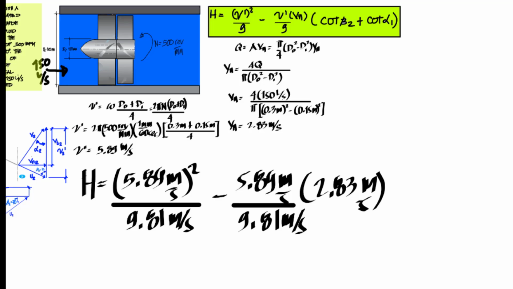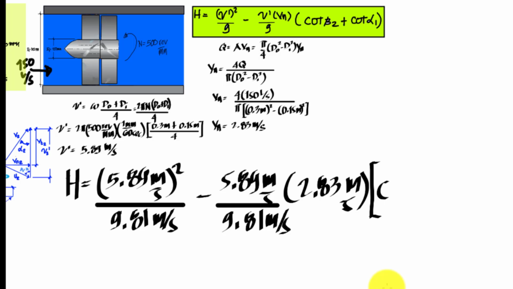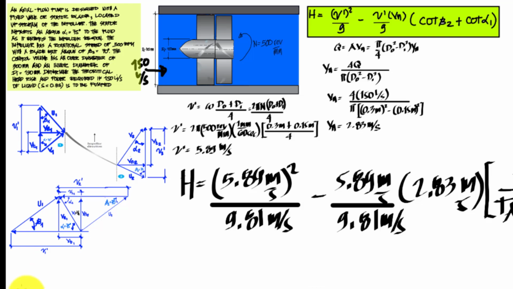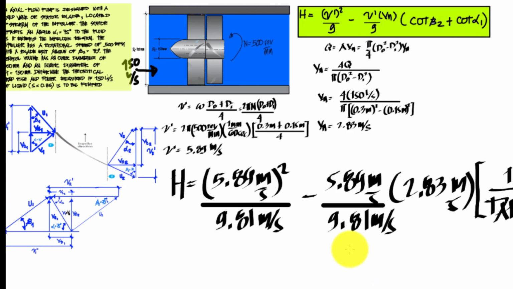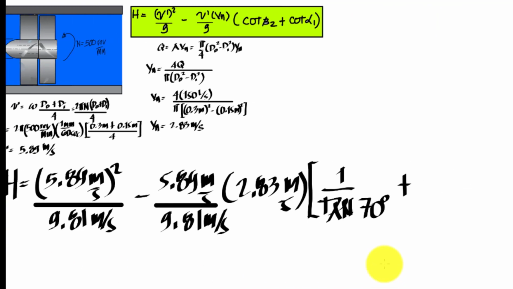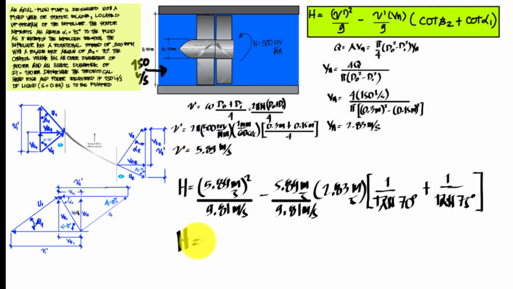And multiply it by the cotangent. We can express this one as 1 over my tangent of the value of your beta 2, where the value of beta 2 is 70 degrees, then plus the value of your alpha, that would be 75 degrees, 1 over my tangent of 75 degrees. So my head now is equal to 2.46 meters.